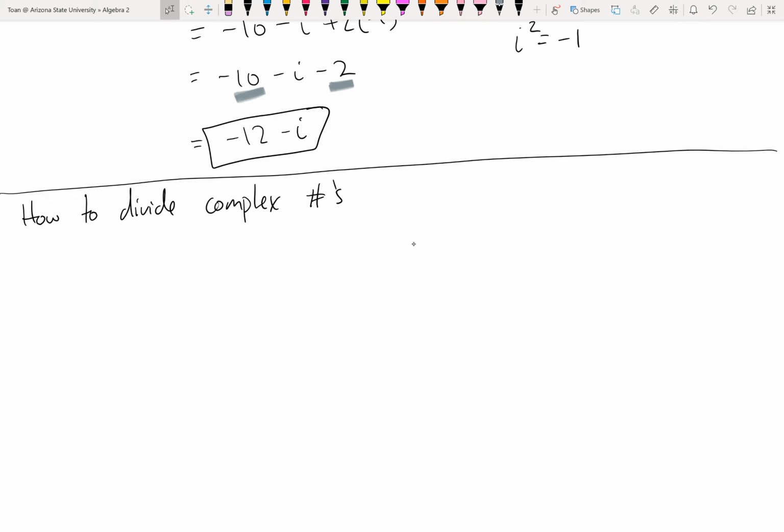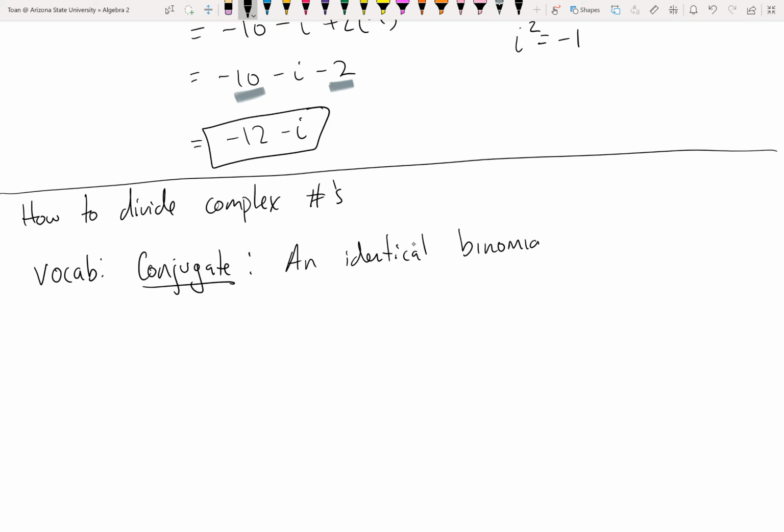Before we tackle dividing, I need to talk about a vocab word here. Vocab: the word conjugate. In math, the word conjugate is an identical binomial except the middle sign, positive or negative, is opposite.